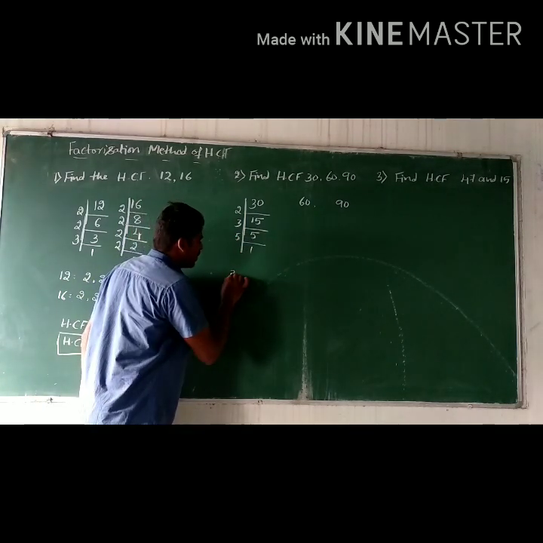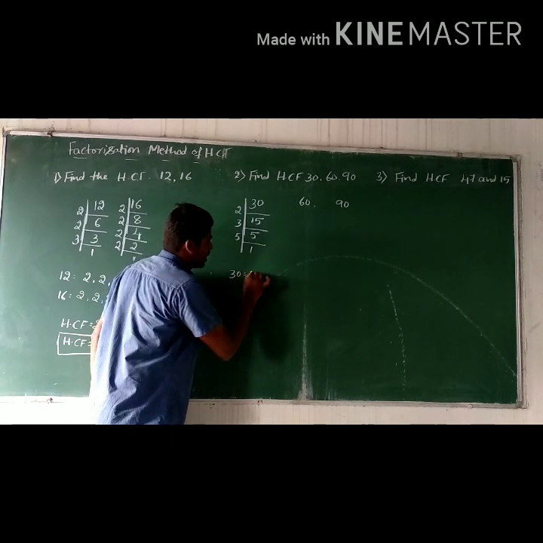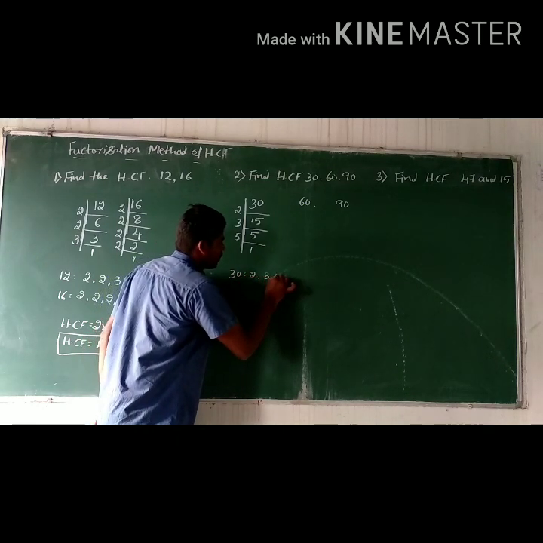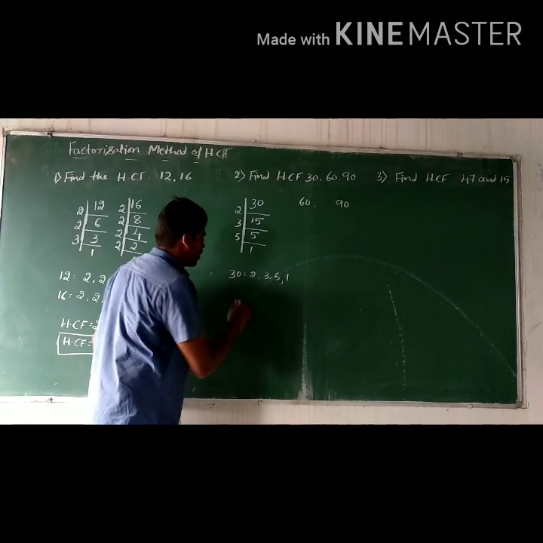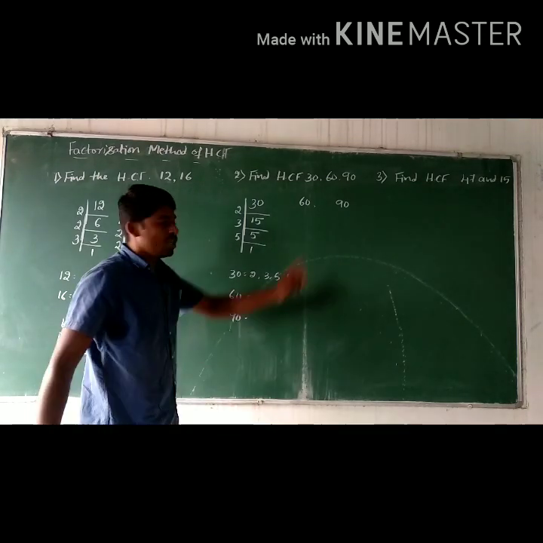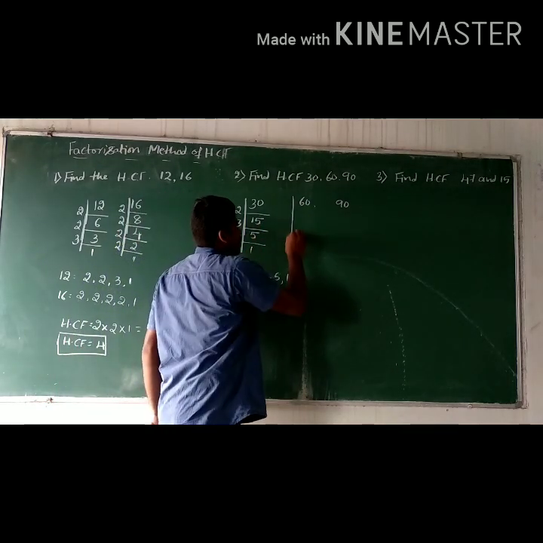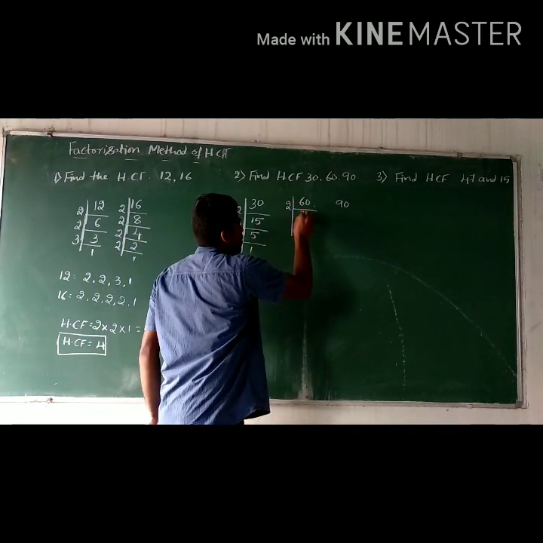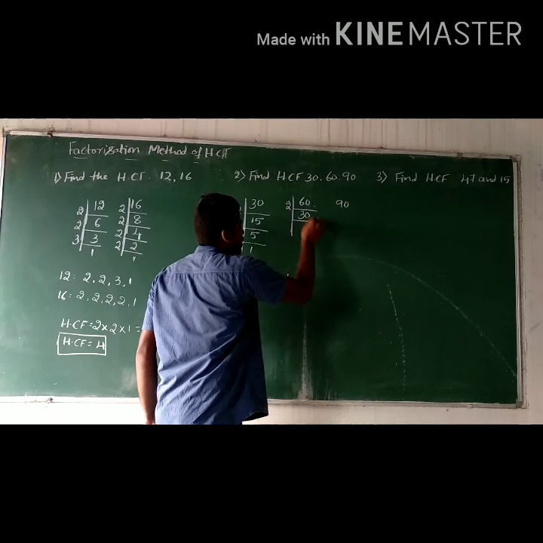Now go to dividing 30. For those numbers I will take 2, 3, 5 and 1. Now we can say 60 and 90. In the same manner, divide 60. 60 is an even number, divide with 2, we get 30. Now go to 30, we divide with 2, we get 15.